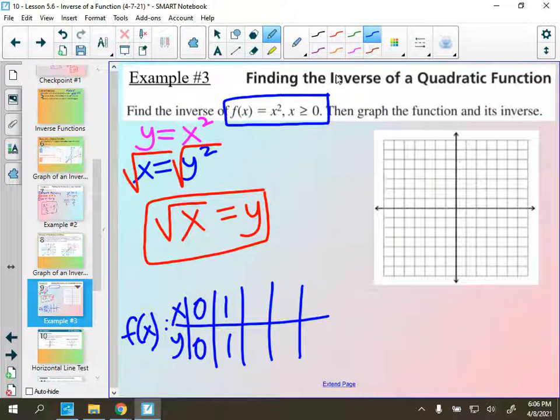Plug in a 2, square it. 2 squared is 4. We could go up, why not, just to have it in our table. If I plug in a 3, 3 squared is 9. That's enough. I think we can make a pretty solid graph with that. 0, 0, 1, 1, 2, 4, and we're off a little bit, way up here, 3, 9. So we get half of a parabola.